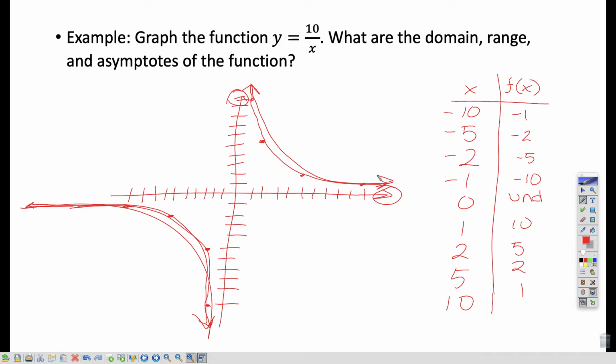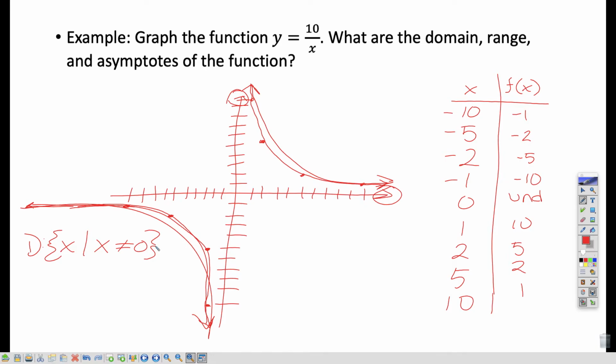Okay, domain. Domain is x such that x does not equal 0. This one didn't change at all. I did not move this thing anywhere. What would have changed that? If I moved it up, would that change it? No. I have to move it left or right. To change the domain, I would have to move this graph left or right, wouldn't I?